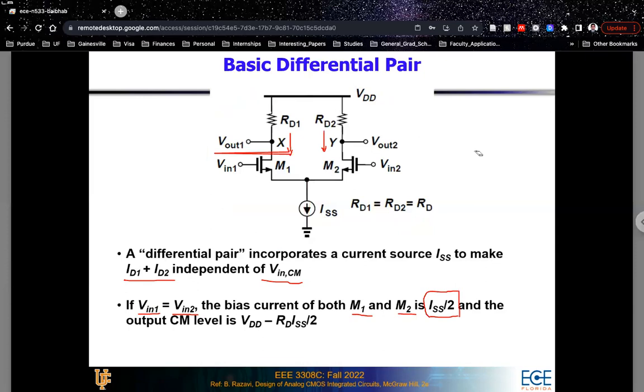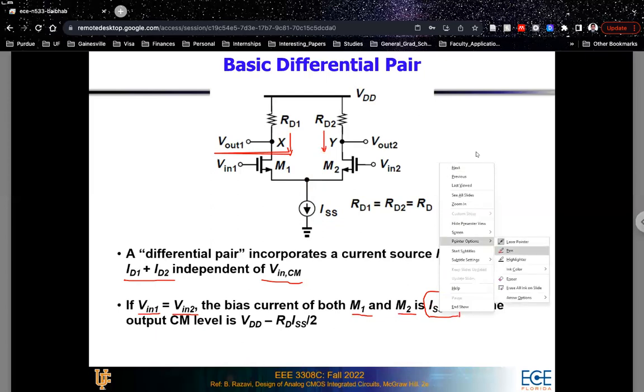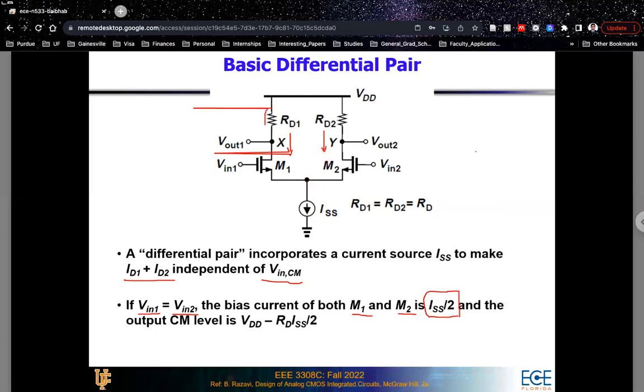And that's just because of KCL, because you already know from Kirchhoff's current law that if there are two currents flowing in these two branches, they will get added and then flow through this combined branch. So if the current in the combined branch is equal to ISS, the individual currents in the two branches have to be equal to ISS over 2. Now, if these two currents are equal to ISS over 2, then the voltage drop across RD1 will be ISS over 2 times RD1, and the voltage drop across RD2 will be ISS over 2 times RD2. So the voltage drops across RD1 and RD2 will also be identical.